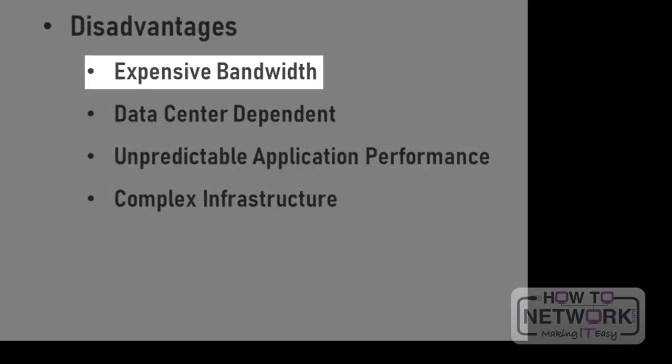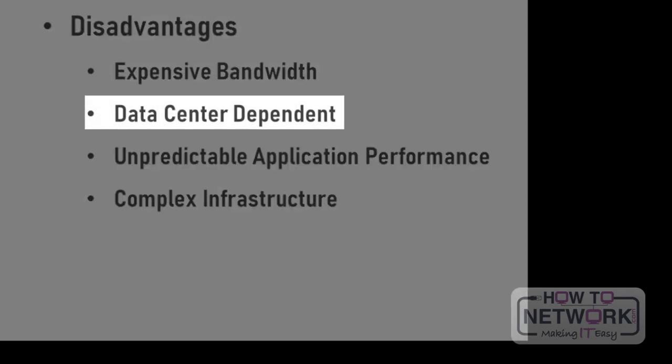What are the disadvantages of the traditional WAN? Number one is expensive bandwidth. Limited bandwidth of expensive private MPLS circuits inhibits rollout and impacts performance of applications. At the same time, private MPLS WAN redundancy is complex to deploy and manage.